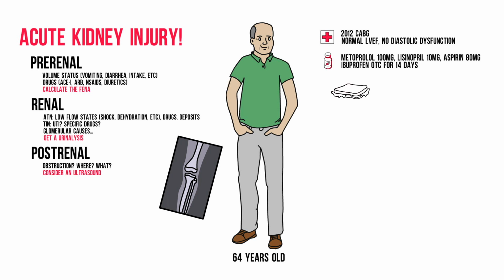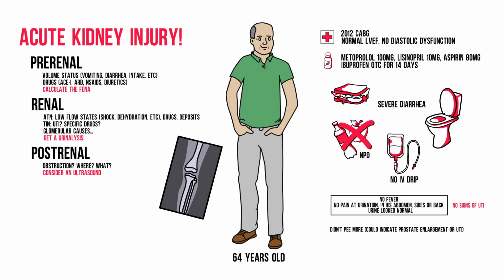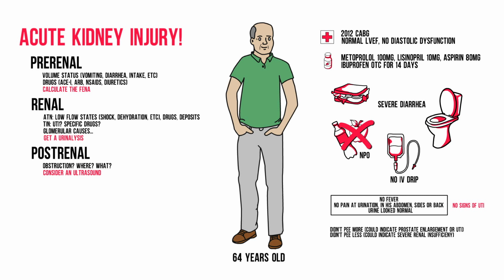2 days prior to admission, he'd eaten a bad sandwich which led to severe diarrhea. The next day, 1 day before admission, he felt a whole lot better, so he didn't think it was important to tell the surgeon. He stopped eating and drinking at midnight due to surgery the next day, and he didn't get an IV drip. He doesn't have a fever, no pain at urination, no pain in his abdomen, sides or back, and his urine looked normal. He didn't notice that he peed either more or less often. This sounds pretty pre-renal already: diarrhea combined with an NSAID and an ACE inhibitor.